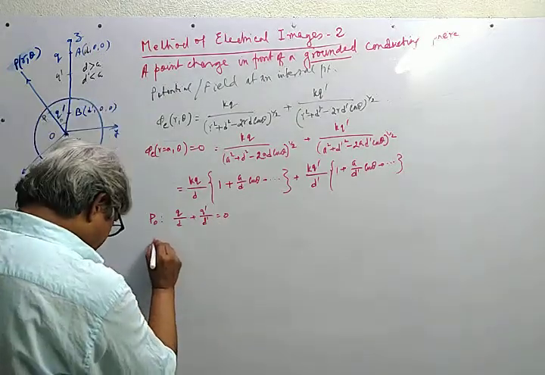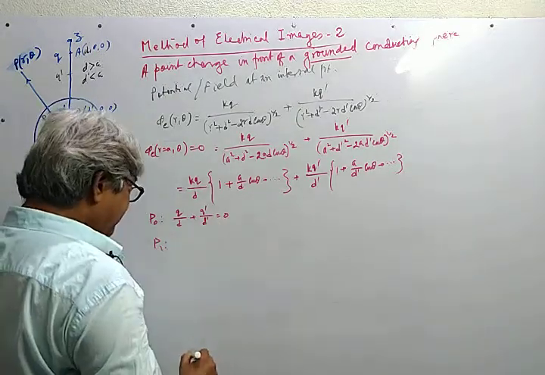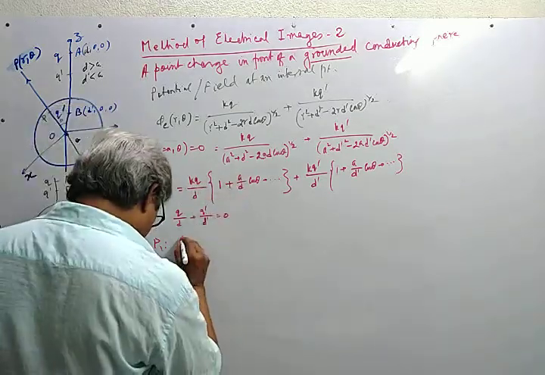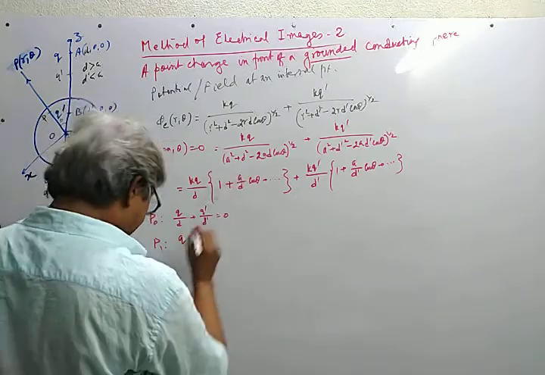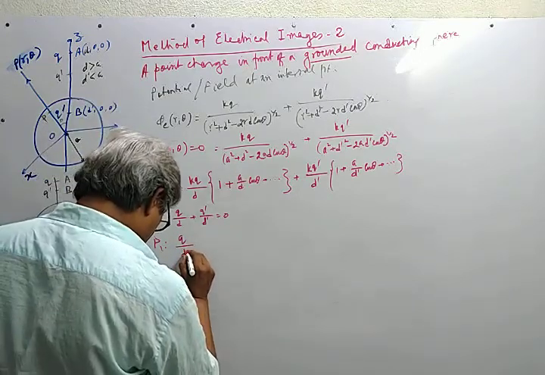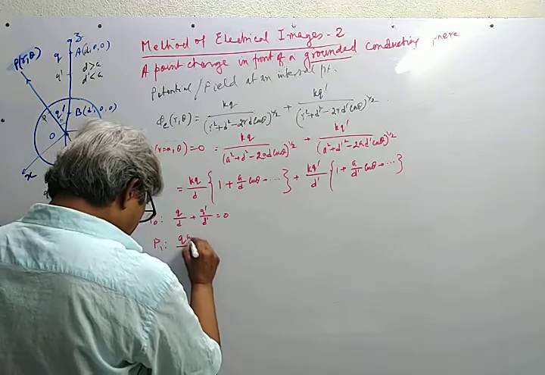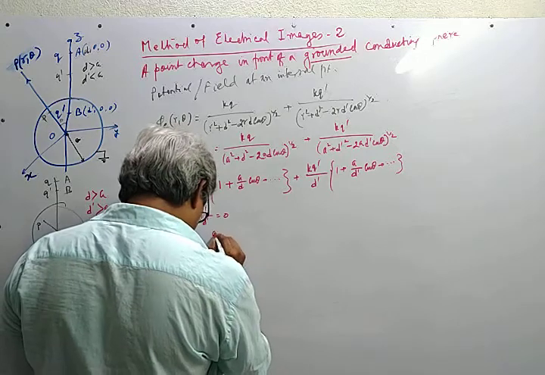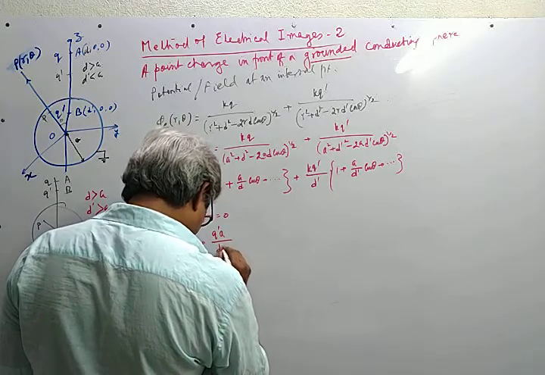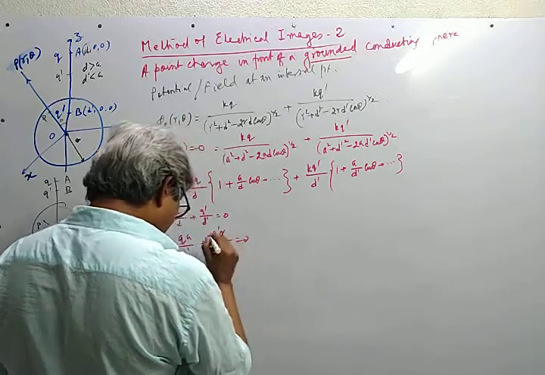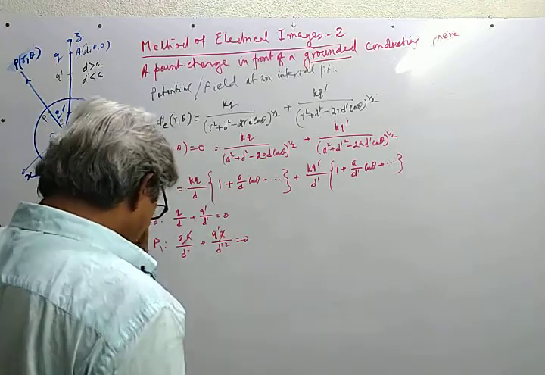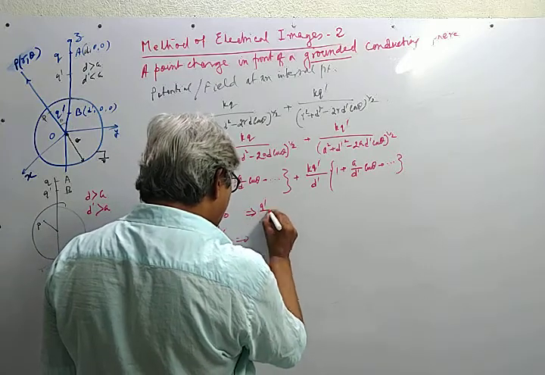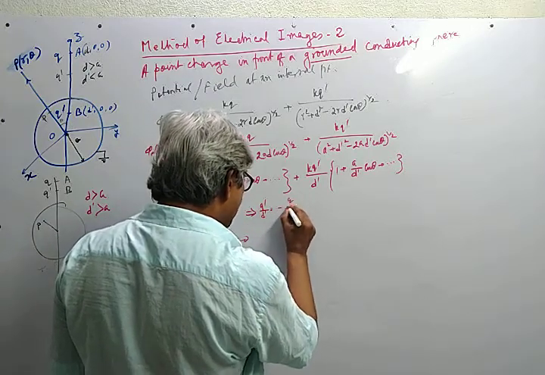And if we compare the coefficient of Legendre polynomial of order 1, this is qa/d², and from this it is q'a/d'², q'a/d'² is equal to 0. A is non-zero, so we strike it off, and this gives you q'/d' is equal to minus q/d.